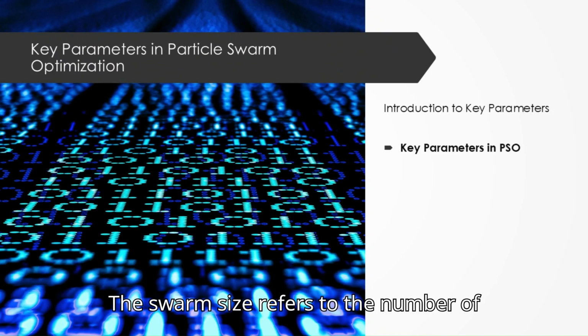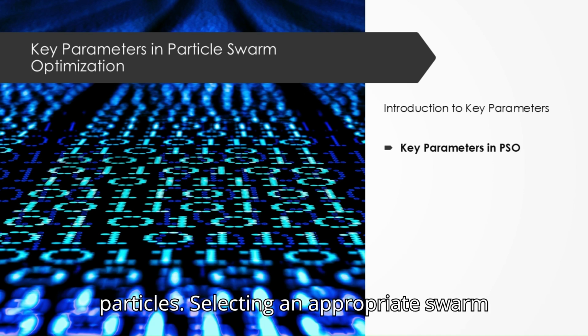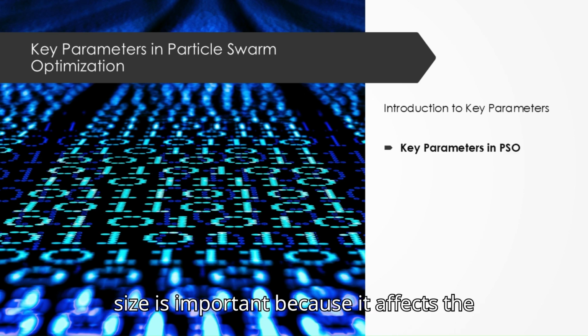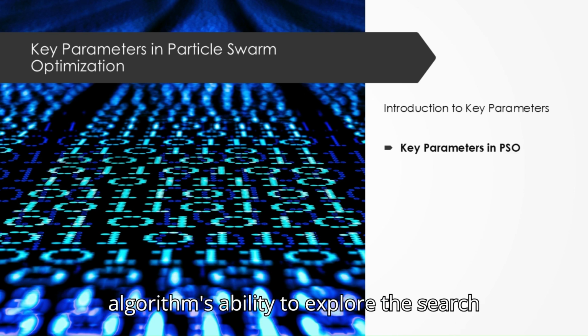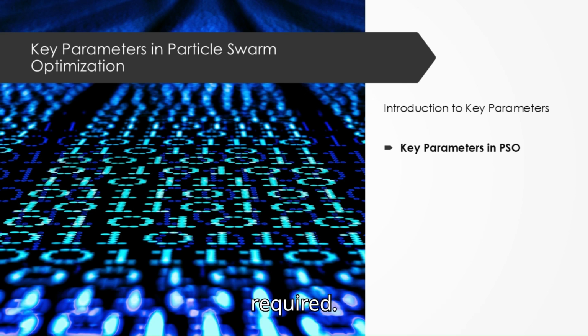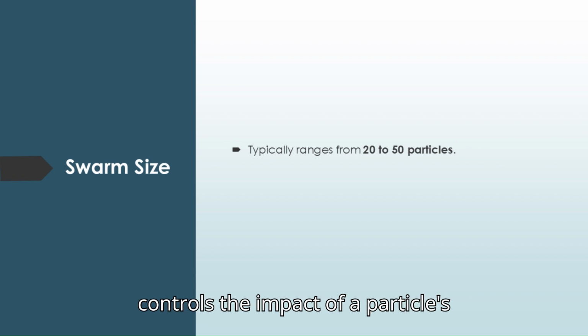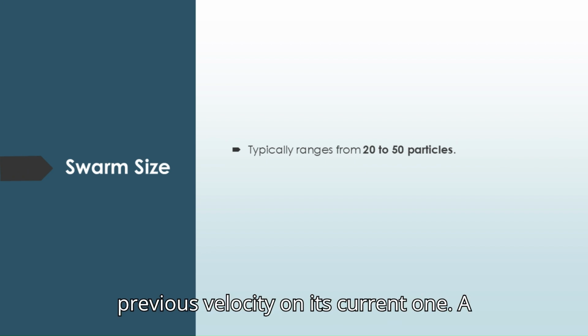The swarm size refers to the number of particles used in the PSO algorithm. Typically, this ranges from 20 to 50 particles. Selecting an appropriate swarm size is important because it affects the algorithm's ability to explore the search space and the computational resources required. The inertia weight, denoted as W, controls the impact of a particle's previous velocity on its current one.